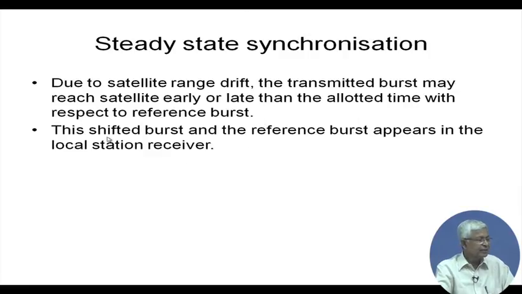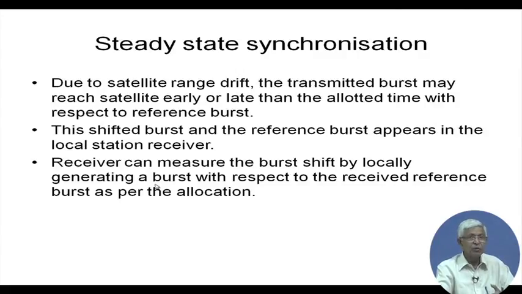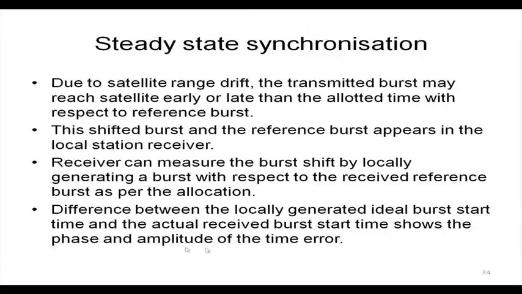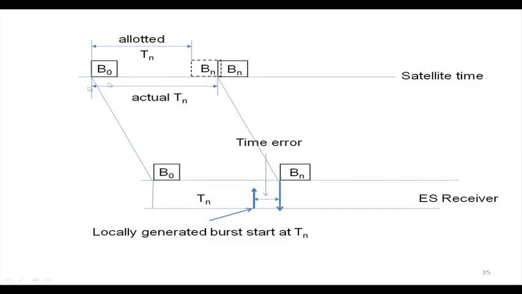So, for that, the shifted burst and the reference burst appear in the local receiver, what is coming down from the satellite, and that has to be compared with a locally generated burst with respect to the received burst reference as per the allocation. This difference between the locally generated ideal burst start time and the actual burst start time shows the phase and amplitude of the time error. So, pictorially it can be shown like this.